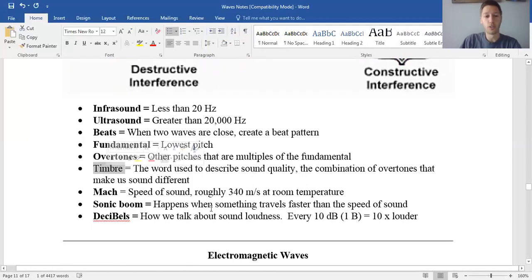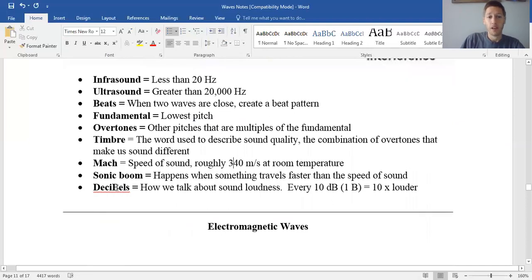Timbre is just a fancy word to describe sound quality, explaining why this thing sounds different. Mach is the speed of sound. A sonic boom happens when something travels faster than the speed of sound. And decibels are how we talk about loudness. Every 10 decibels is 10 times louder.